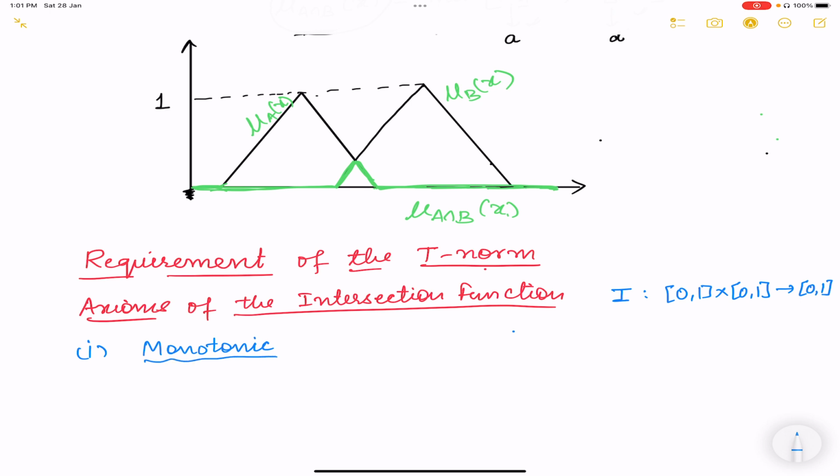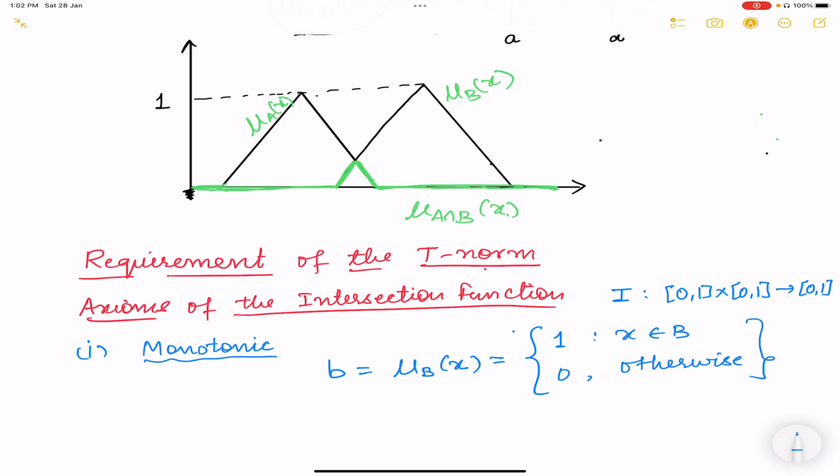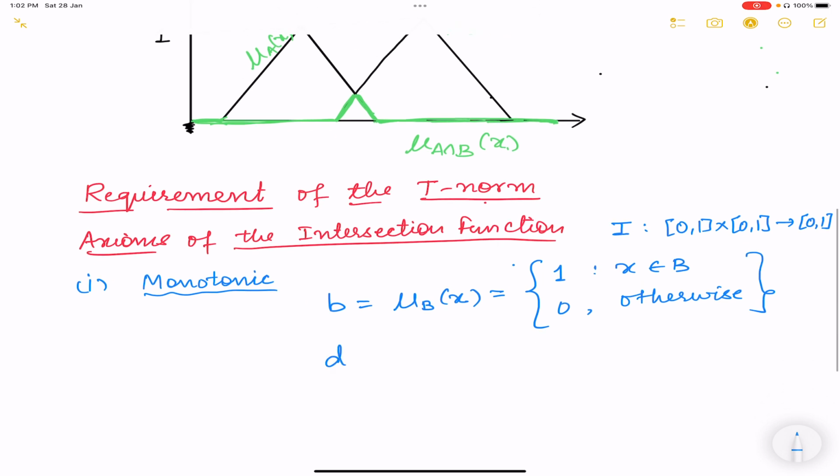So what does monotonic mean? Suppose there is a membership grade, written by B, which is basically our mu B(x). To recall, what is this mu B(x)? It takes value 1 if x is in B and 0 otherwise. Okay, perfect. And let us take another membership grade, say mu D(x), defined similarly.